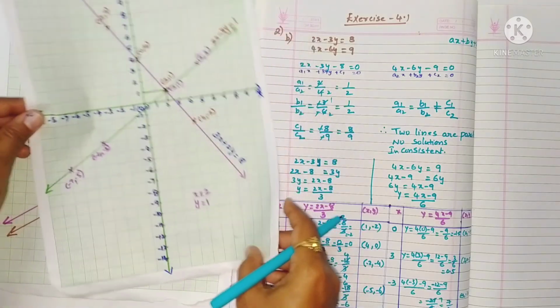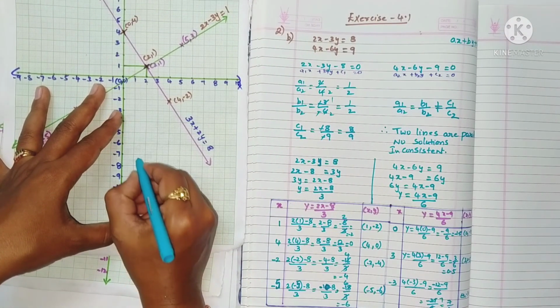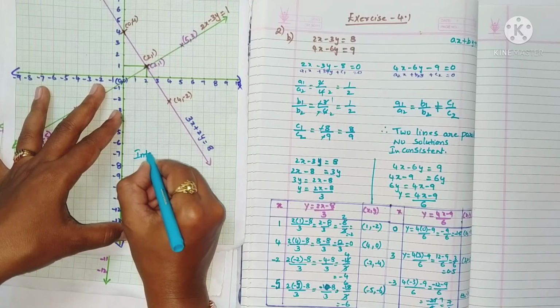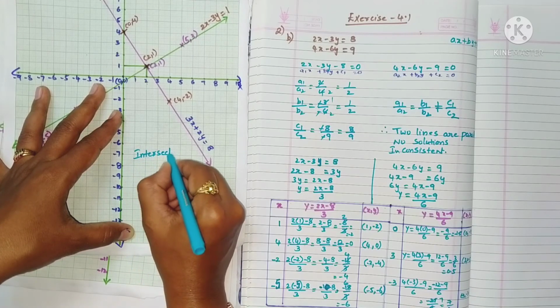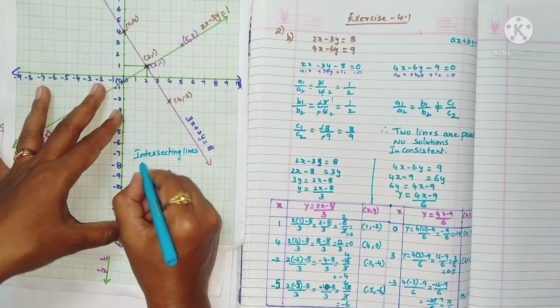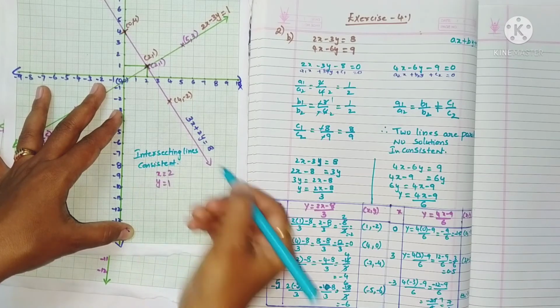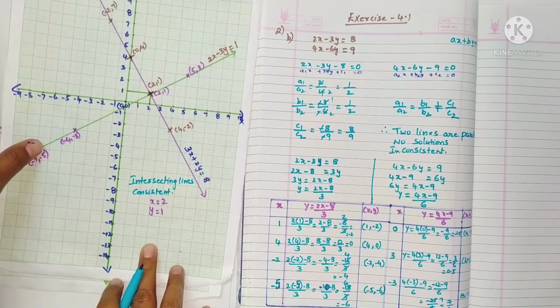So, for the first problem also, intersecting lines, consistent. Okay, x is equal to 2, y is equal to 1.